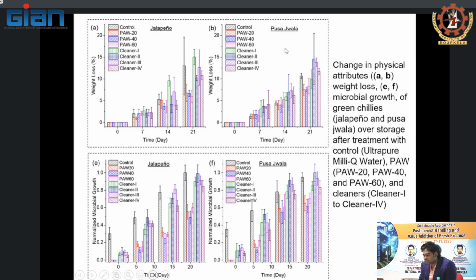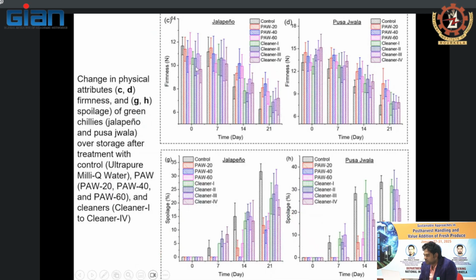Similarly, in another variety, also we have less than 5% of weight loss, and we have less microbial growth. When compared to control sample and the cleaner solutions, which don't have any antimicrobial properties, the plasma activated water shows a very high microbial reduction in both the varieties.